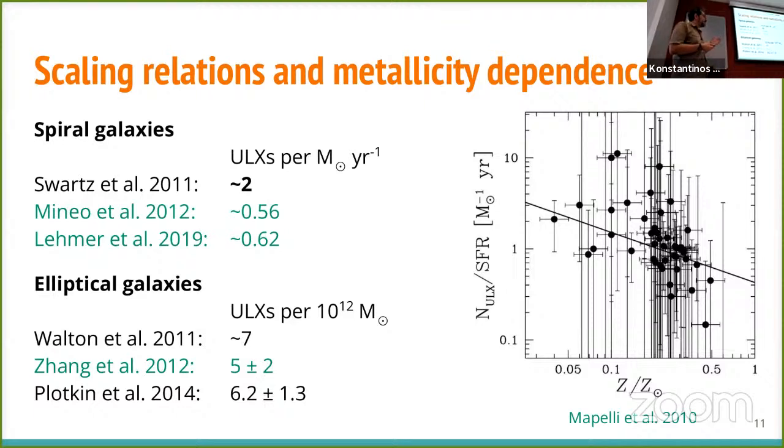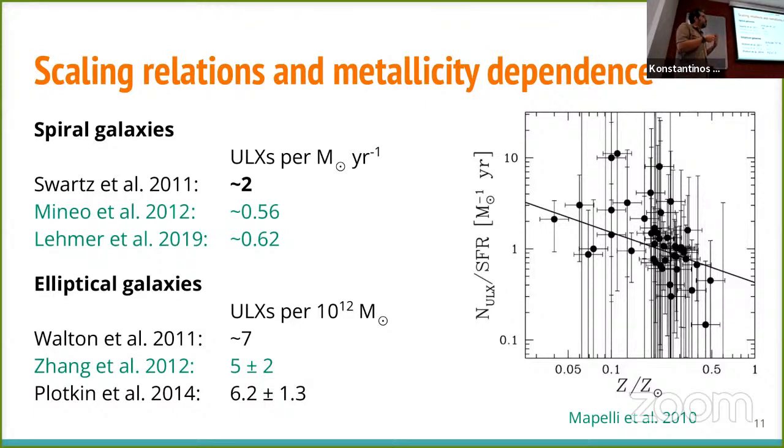In elliptical galaxies, where we have old stellar populations, so we're looking at the integrated history of the galaxy, since they have been living for hundreds of megayears or gigayears, the scaling should be with the stellar mass instead of the star formation rate. These studies show a rate of around 6 ULXs per 10 to the 12 solar masses that are roughly consistent.